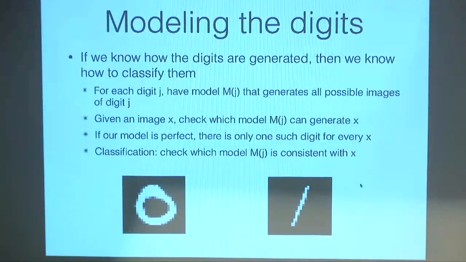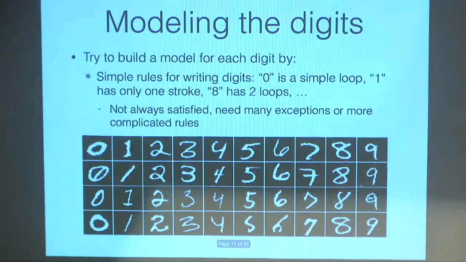So given this observation, let's try to build a model that can generate the digits really well. What can we do? We can start with some simple rules. So for example, again, from our experience, we know that the digit 0 should have this circle shape. It should have only one loop. The digit 1 has this one vertical stroke. The digit 2 looks like this shape, and so on.